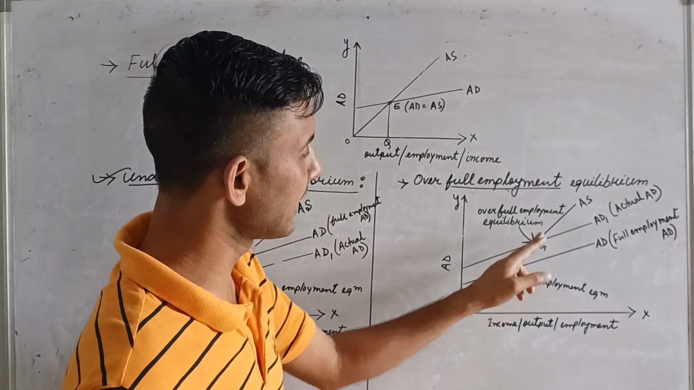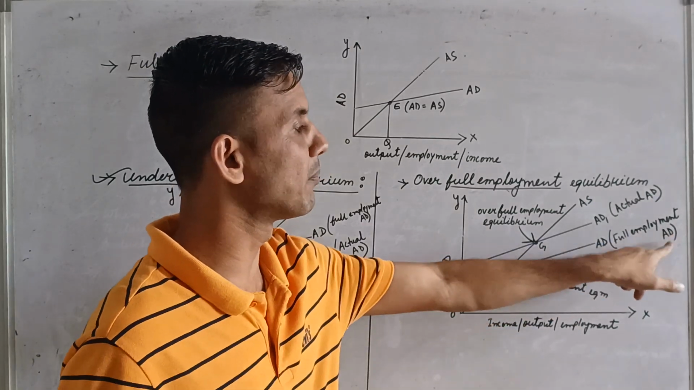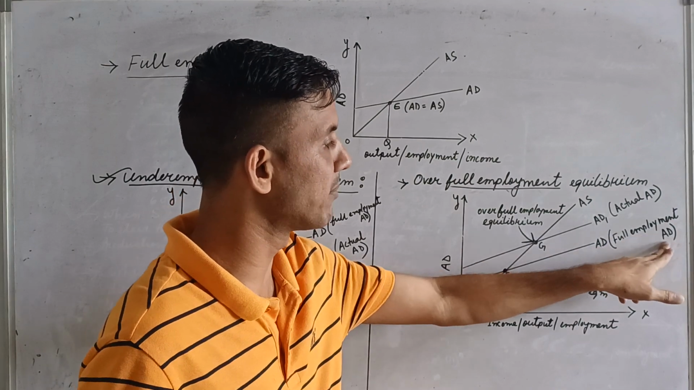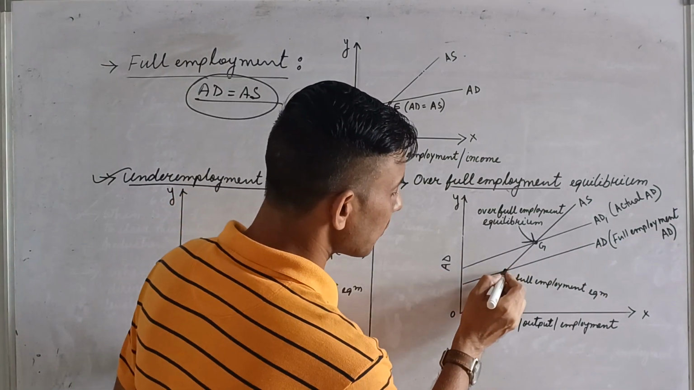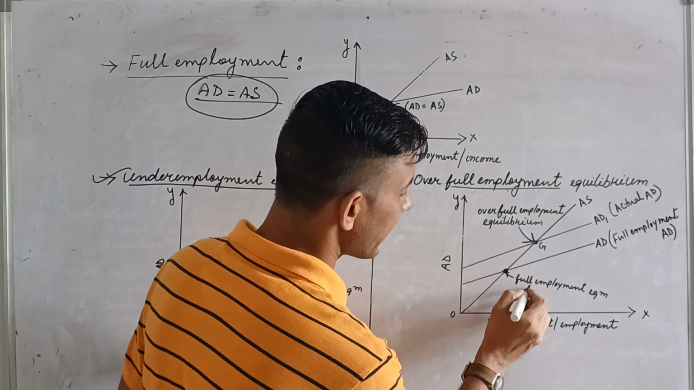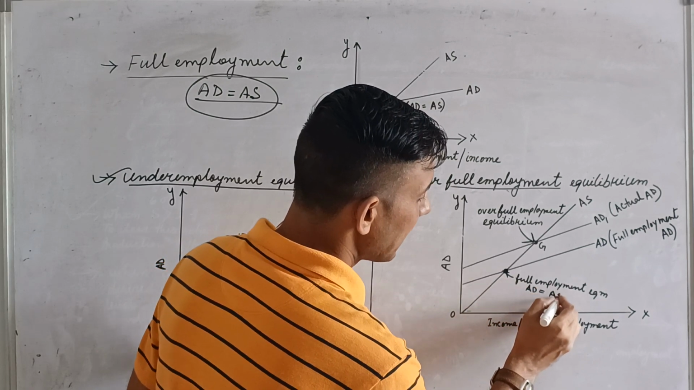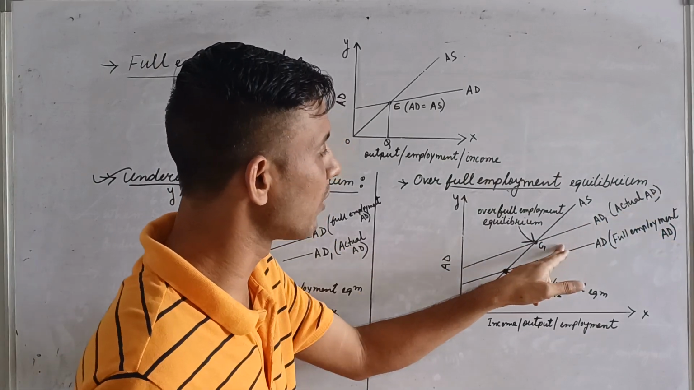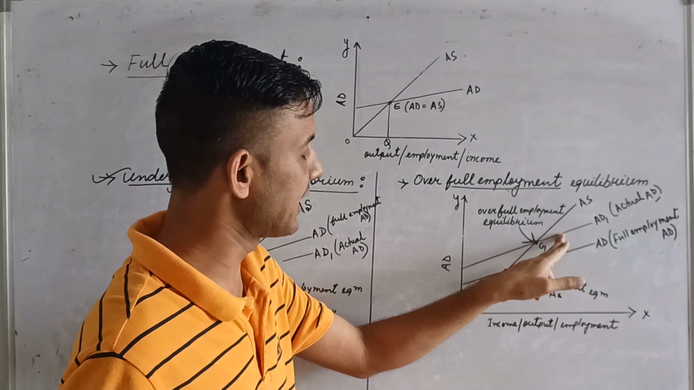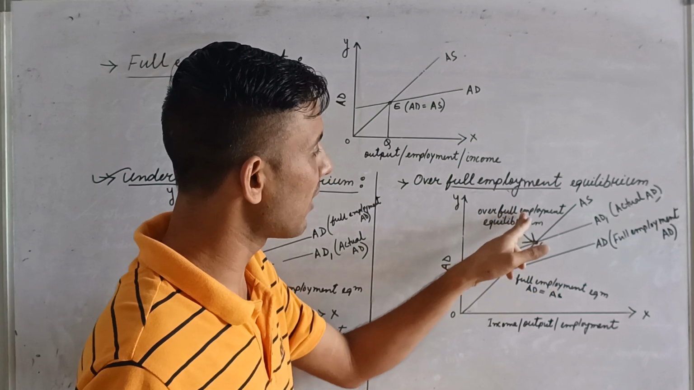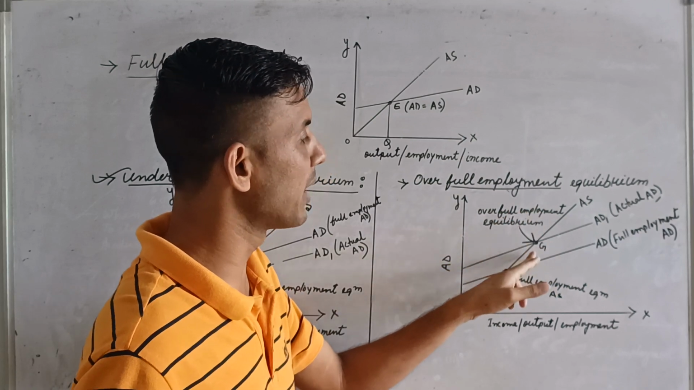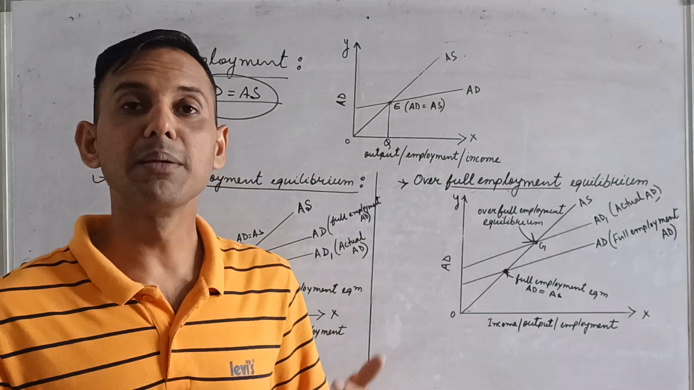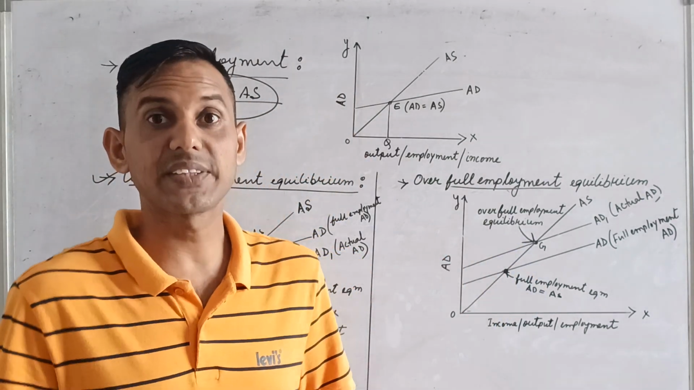So here, in this diagram, AD is the full employment aggregate demand. So actually, this is the full employment equilibrium where AD is equal to AS. But here, what happened? You see, this actual AD curve is above the full employment AD. So that's why this is the over full employment equilibrium. It means here, excess demand.